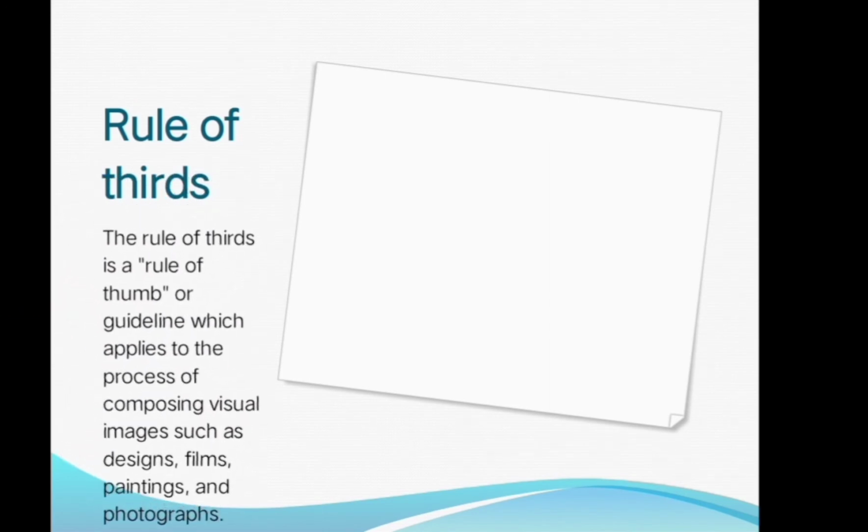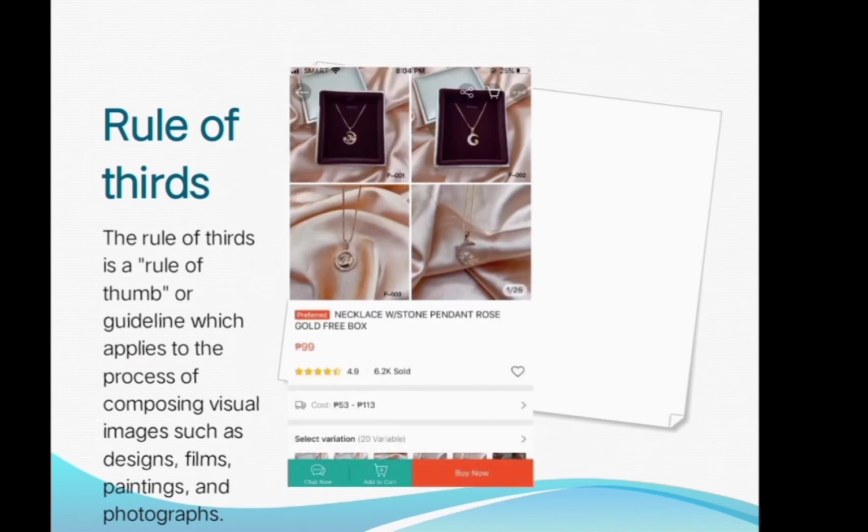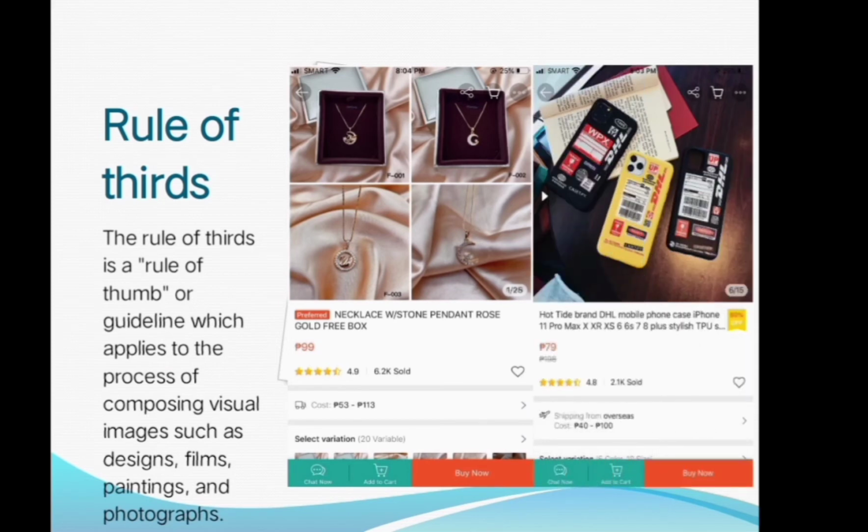Rule of thirds is a rule of thumb or guideline which applies to the process of composing visual images such as designs, films, paintings, and photographs. This is an example of the rule of thirds. The way the products are photographed, the angle, balancing the colors of the subject and the background apply the principle of the rule of thirds.